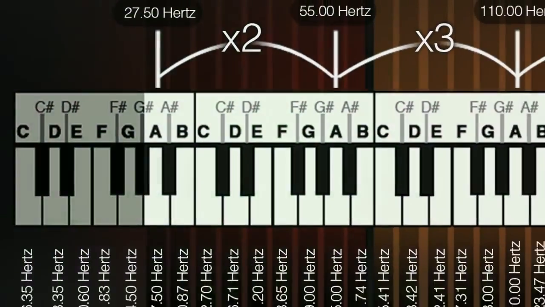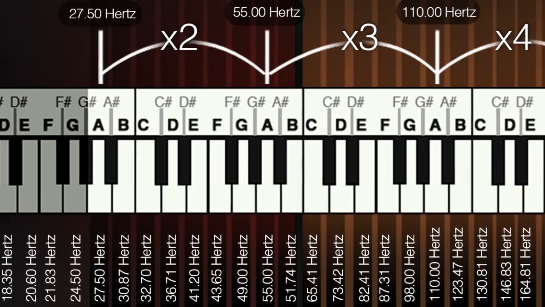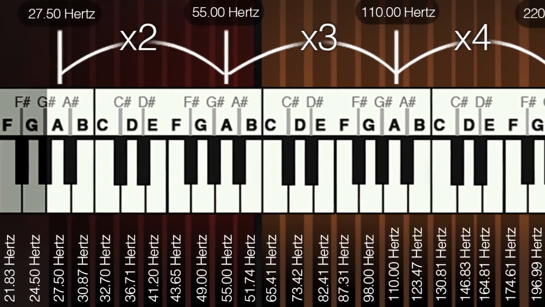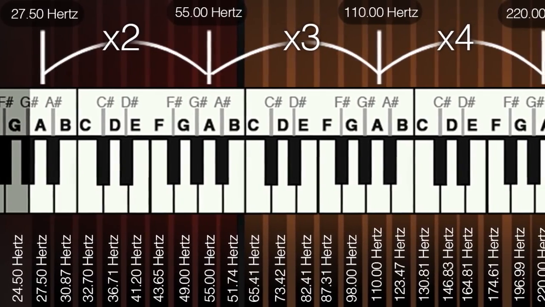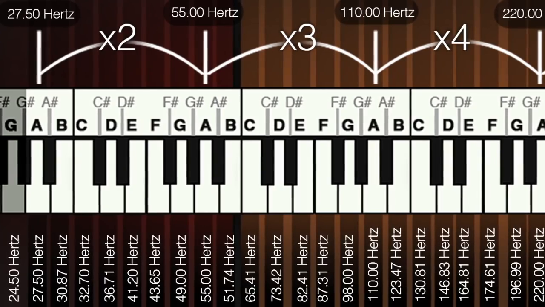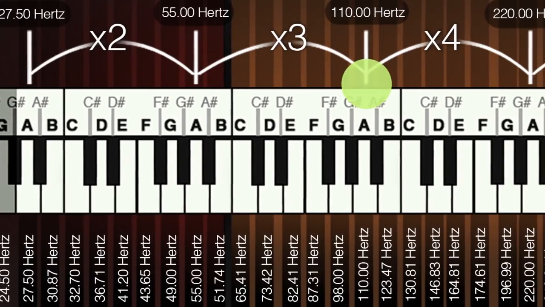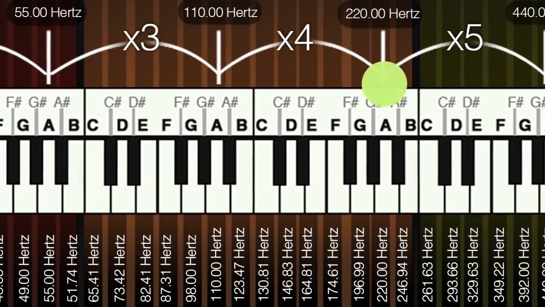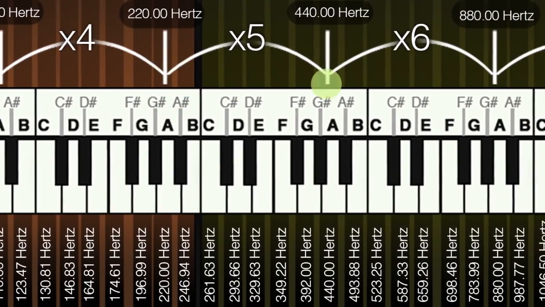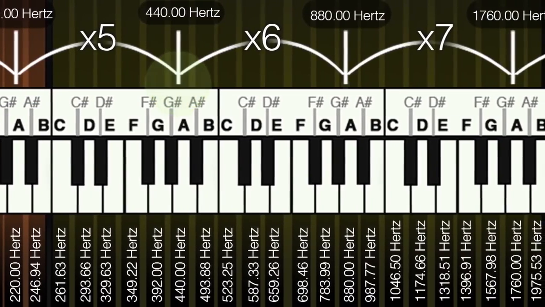We've just seen that the distance between an A2 and an A3 is a doubling in frequency. This is called an octave, and it's perceived by our ears as being the same pitch. So an A2 is at 110 Hz, an A3 is at 220, an A4 is at 440, and an A5 is at 880 Hz.